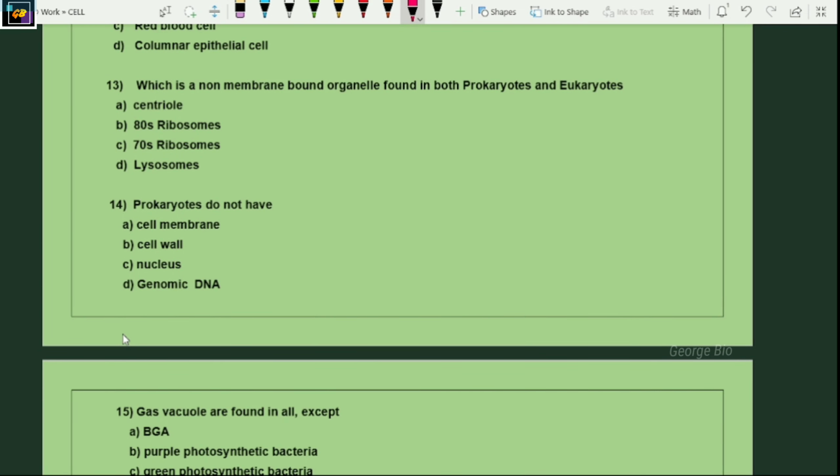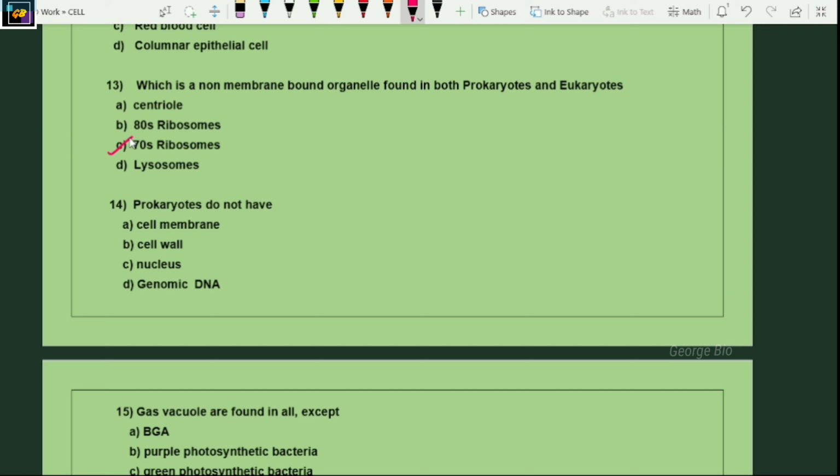Question number 13. Which is a non-membrane bound organelle found in both prokaryotes and eukaryotes? Non-membrane bound organelles can be ribosomes and centrioles, but the one observed in both prokaryotes and eukaryotes is the 70S type of ribosome. Don't get confused. 70S is observed in prokaryotes as well as in cell organelles like chloroplast and mitochondria of eukaryotes.